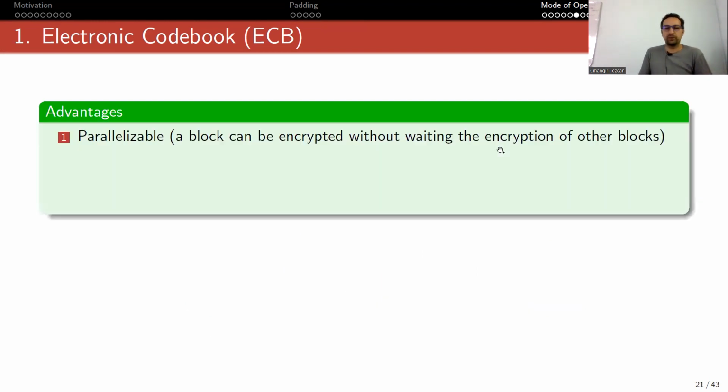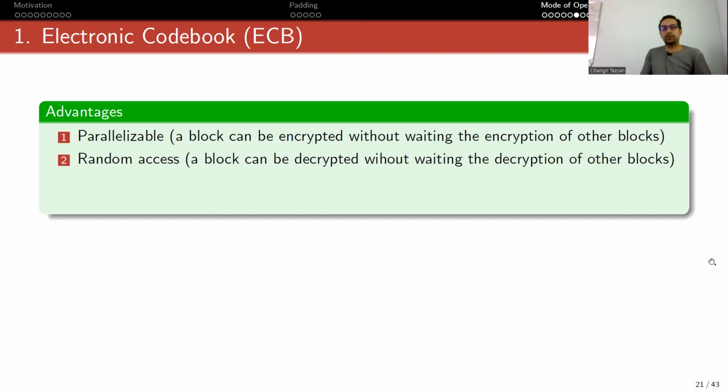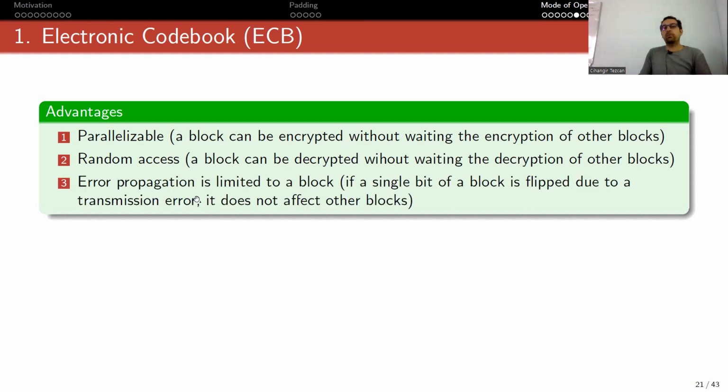This is why you don't need to always implement the decryption if you are using a mode of operation like counter mode. Okay, so let's look at the advantages of ECB. It is parallelizable. A block can be encrypted without waiting for the encryption of other blocks. Random access: a block can be decrypted without waiting for the decryption of other blocks. Error propagation is limited to a block. If a single bit of a block is flipped due to a transmission error, it does not affect other blocks.